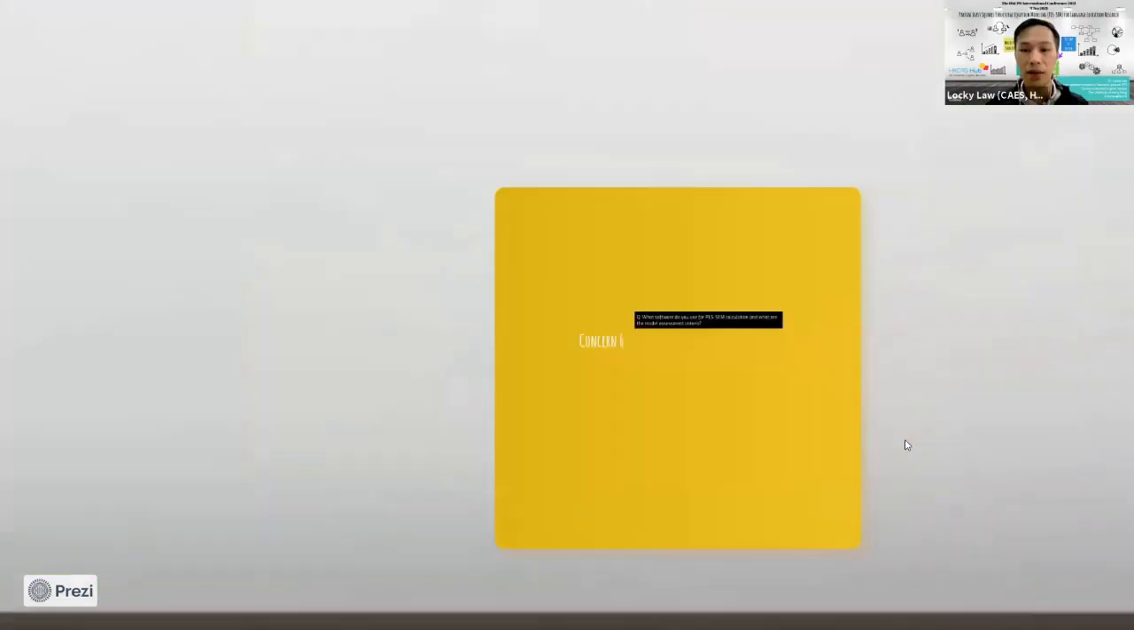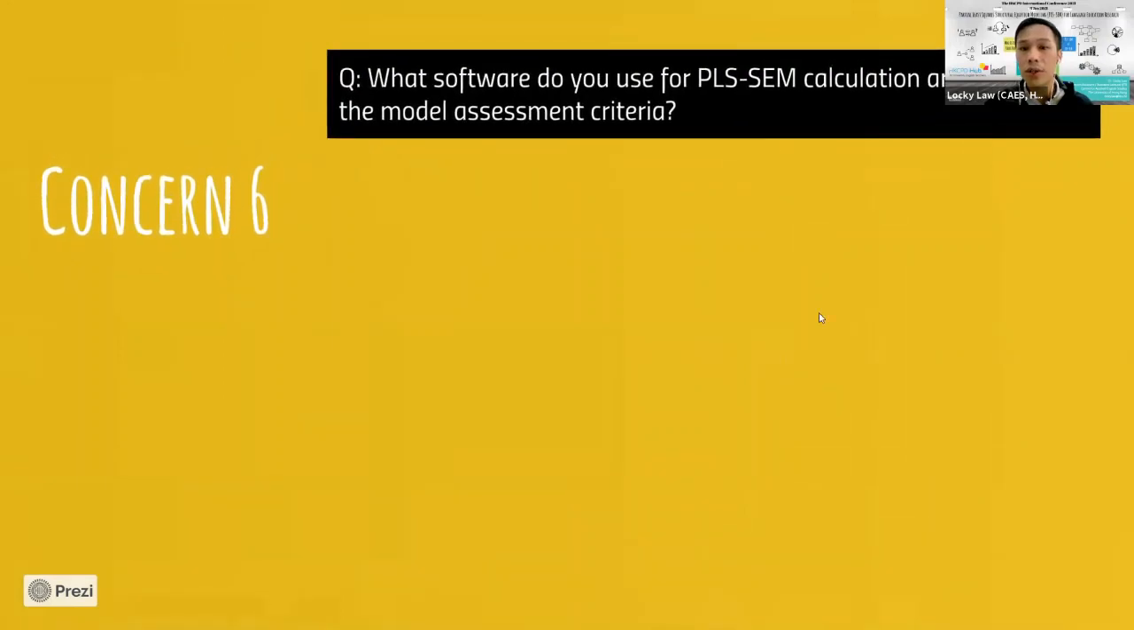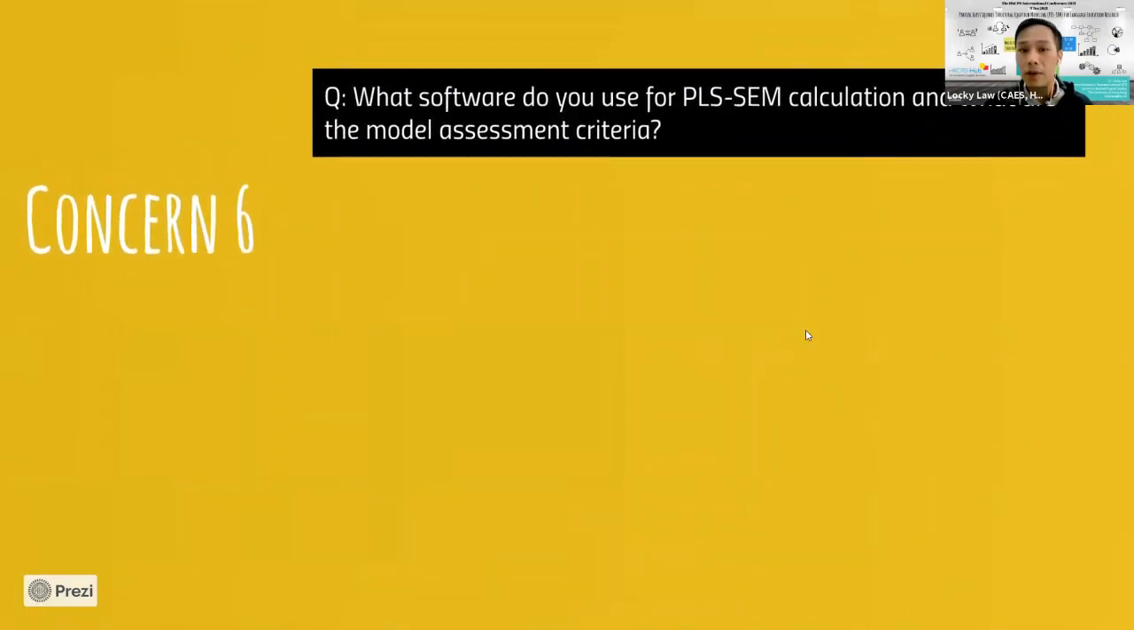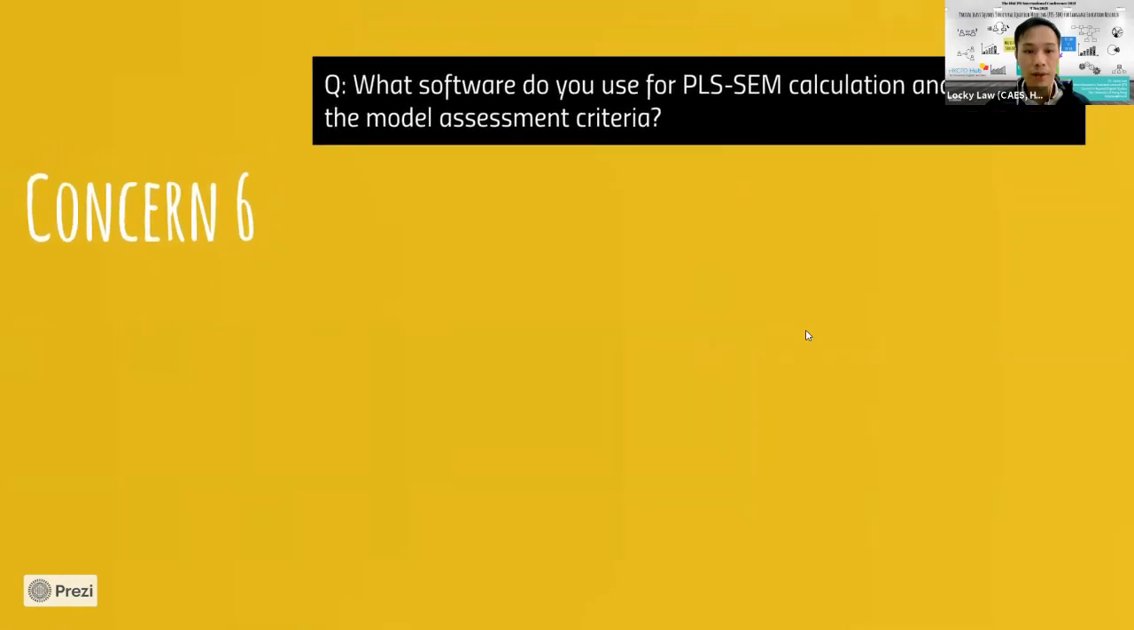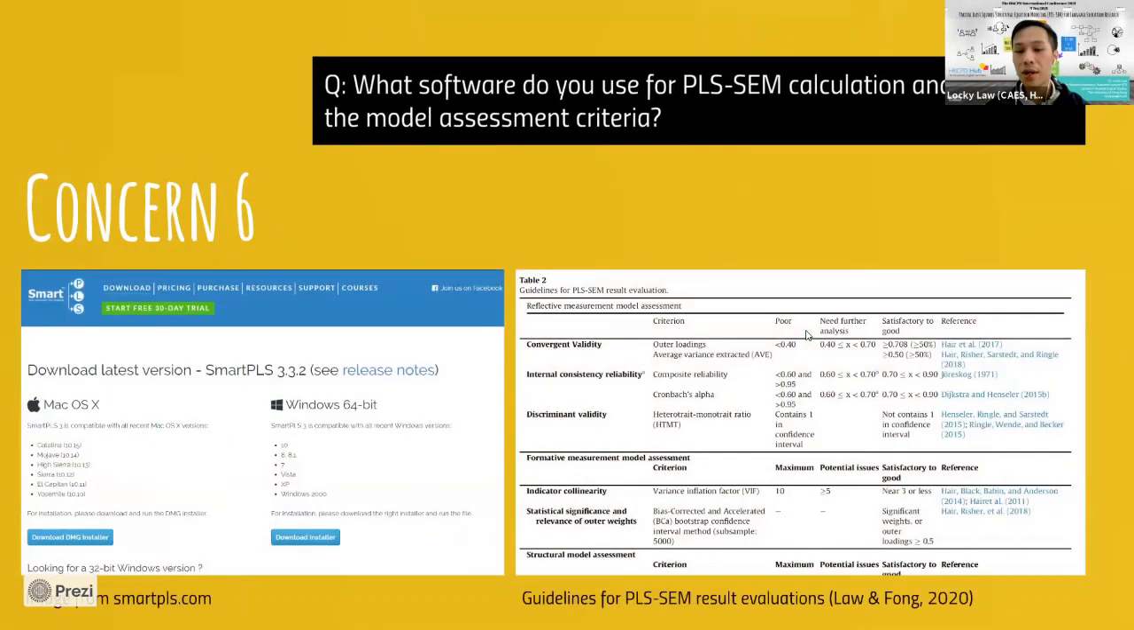Okay, and finally, we're ending with the final concern. So what software do you use for the calculations? Here it is, very quickly. The SmartPLS 3 is the one that I use. Also, for the guidelines, we have the results here.